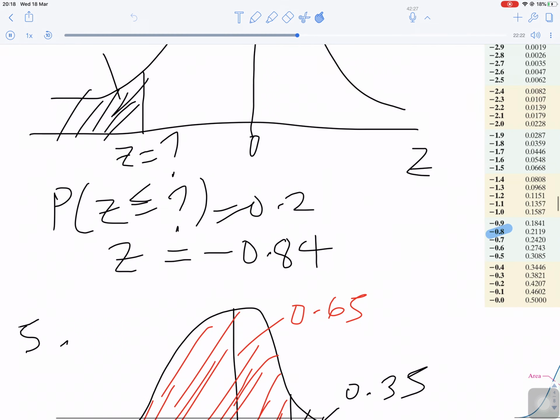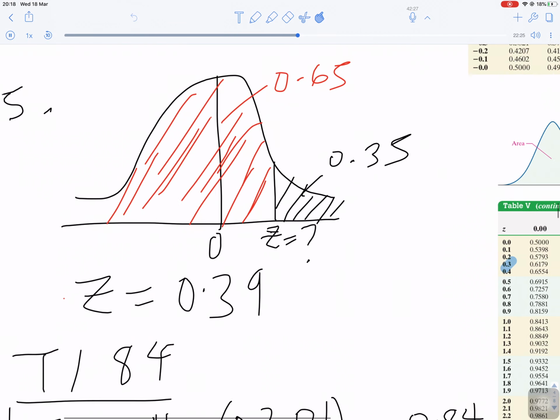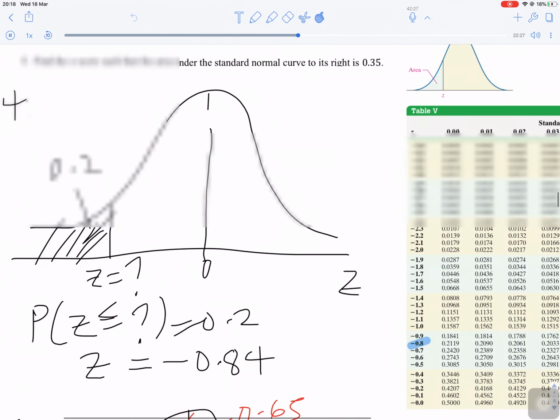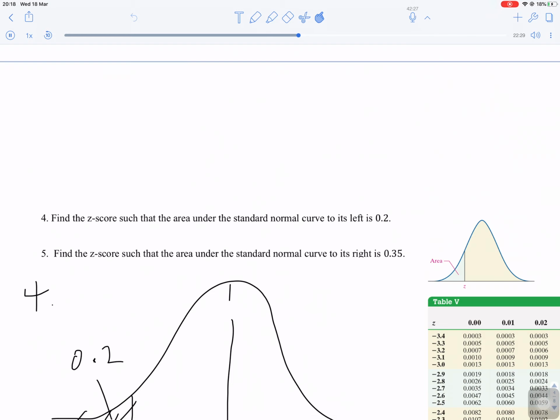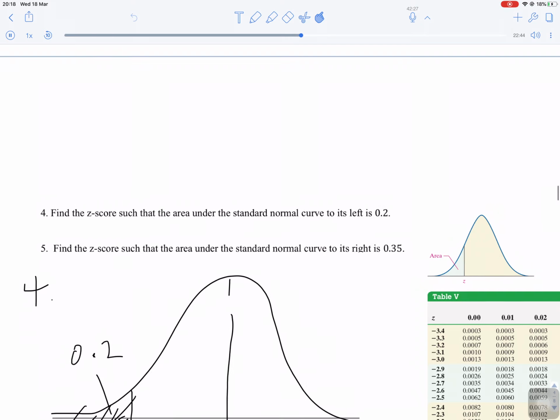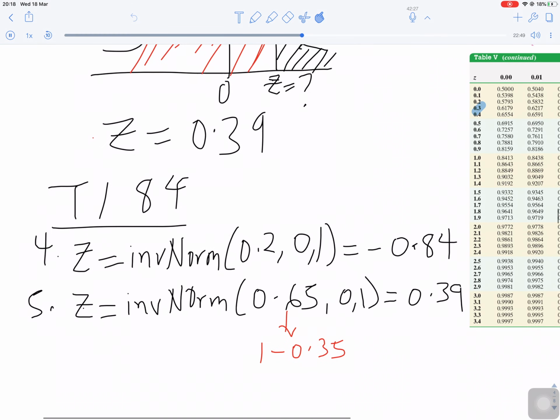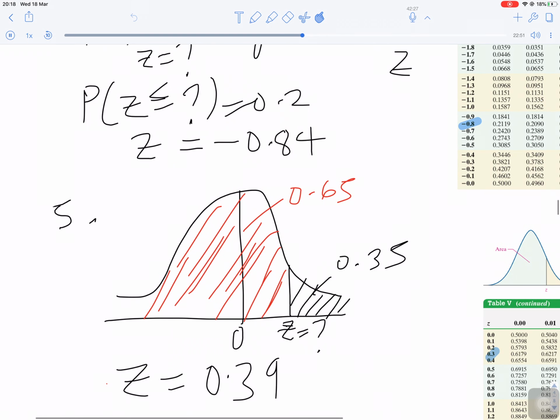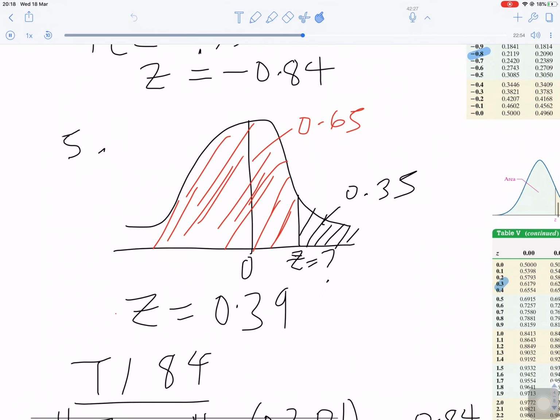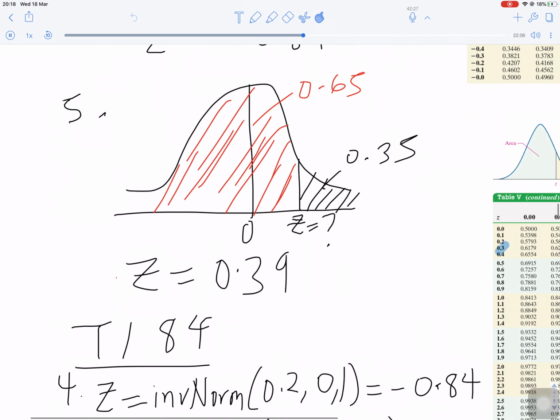Now to question 5. We are being asked to find the z-score such that the area under the standard normal curve to its right is 0.35. Okay, so this is slightly different from the first one. Now we are given the area to its right. But remember, the standard normal table gives us the areas to the left of whatever z-score you are looking at. So we need to make a slight change here.